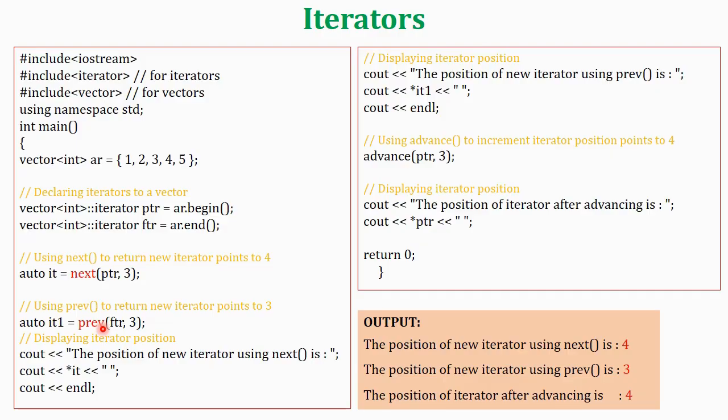And then previous is another inbuilt function. Now end, start from the end, then 3. Then it will display 3. And next one is the advance function. So here the pointer is pointing to beginning plus 3. Then automatically again the value will be printed as 4.